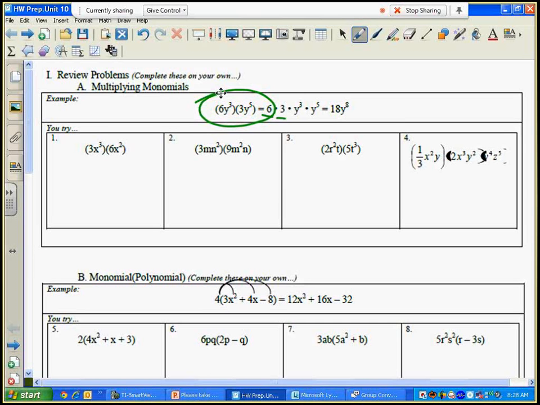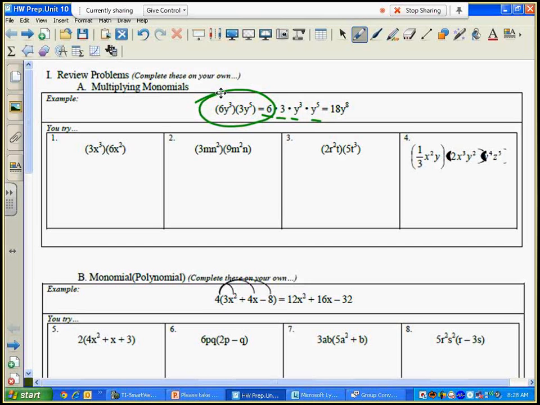You can see I put the numbers up in front, and I put the y's at the end. Well, I treat the normal numbers normally, so 6 times 3 is 18. And then I have to think about my exponent laws. If I've got y to the third and y to the fifth, I'm going to take the 3 and the 5 and add them and get y to the 8th.